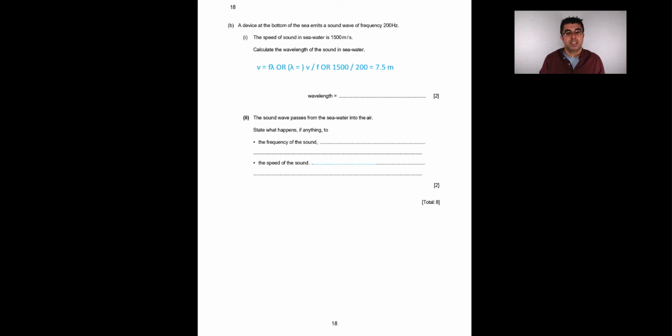Part 2. The sound wave passes from the seawater into the air. State what happens, if anything, to the frequency. Absolutely nothing. Remember, frequency depends on the source and not what the wave travels through. The speed will decrease as it passes from the seawater into the air, because remember, sound travels fastest in solids, then liquids, then gas. Because in gas the molecules are further apart, the sound will travel slower. But remember, light travels faster in air than it would in water.